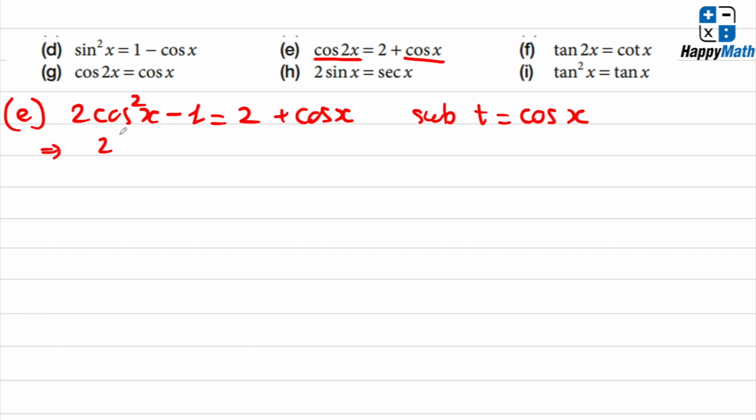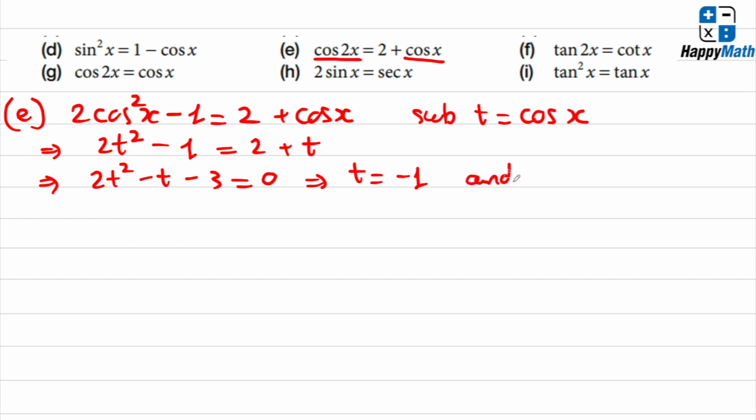I will get the new form 2t squared minus 1 equal to 2 plus t. Move it to the left hand side, minus t and minus 3 after simplifying. The solutions of this one will be t equal to minus 1, and another one is t equal to 3 over 2. 3 over 2, but you have a problem. I will tell you that later. The first equation, t equal to minus 1, means cos h equal to minus 1. Since cos it is cos of pi.